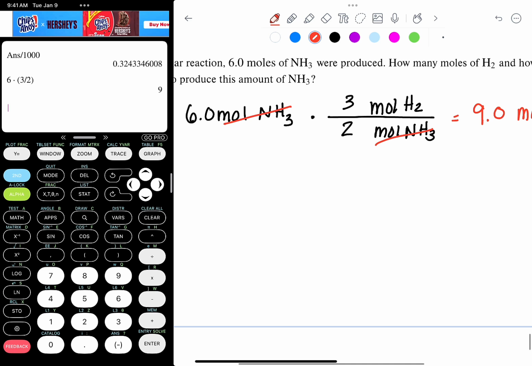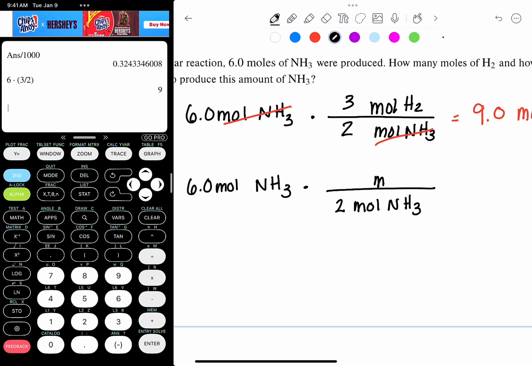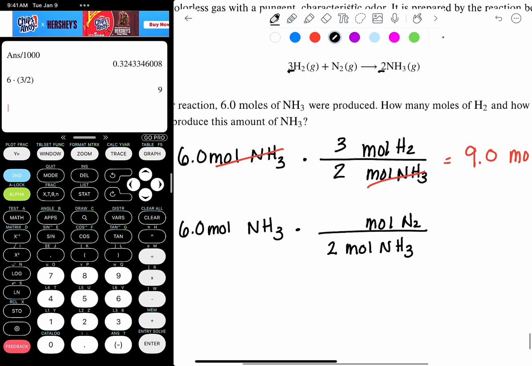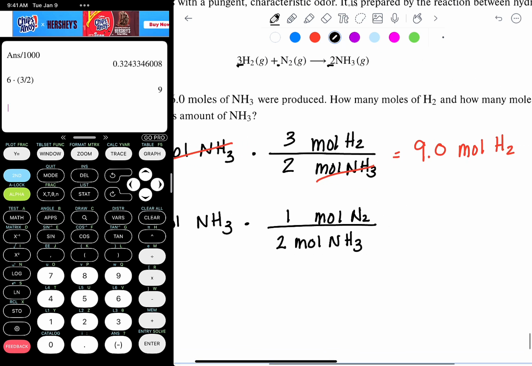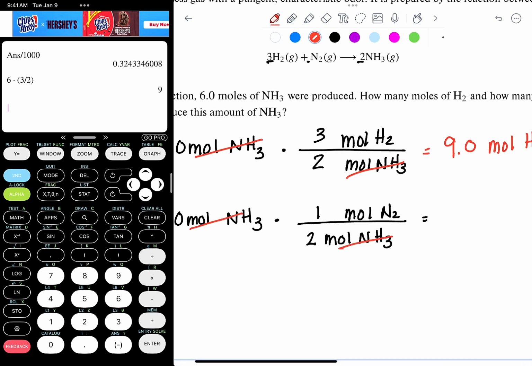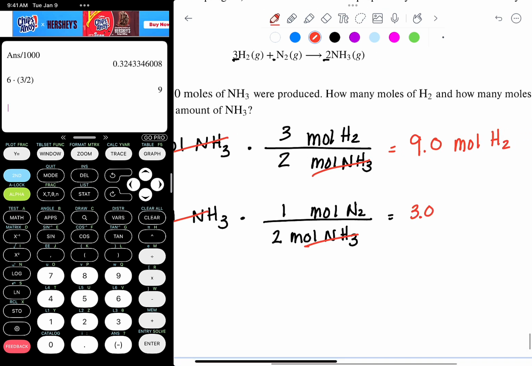The next thing we want to do is, again, start with 6.0 moles of NH3. We can use our coefficients again. We know that's going to be 2 moles of NH3 to cancel out. We now have to substitute our H2 for an N2. Our coefficient in front of N2 is 1. So 6 divided by 2 is, let's show how these cancel, 3.0 moles of N2.